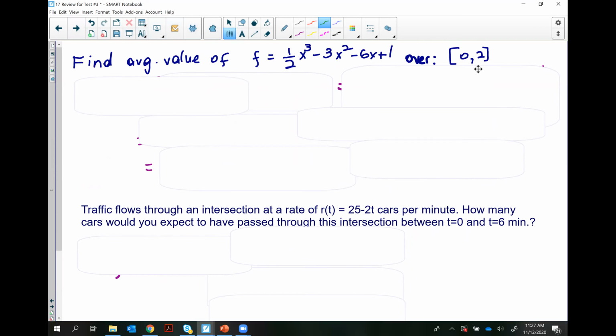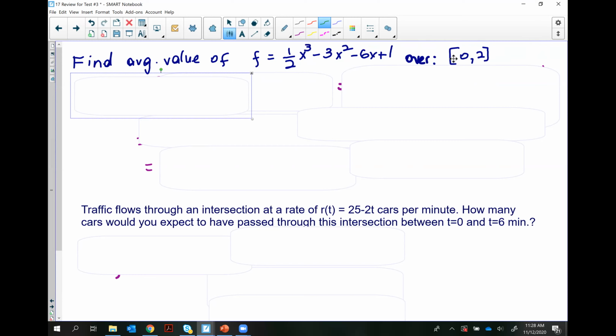We want to find the average value of that function over the interval 0 to 2. So again, this is a good point to take a moment to solve the problem on your own. And when you come back, the answer will be shown. Remember the average value formula. You integrate the function, but you must divide that integral by the length of the interval, b minus a.